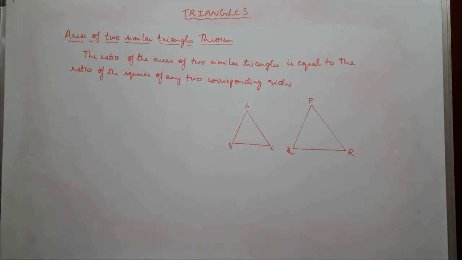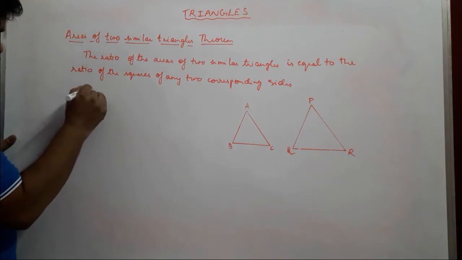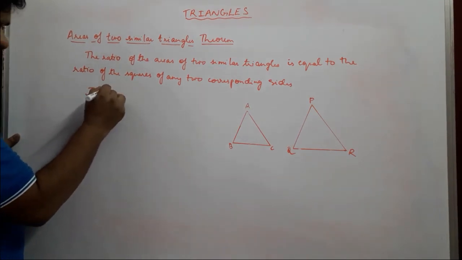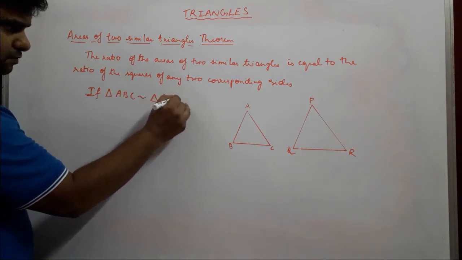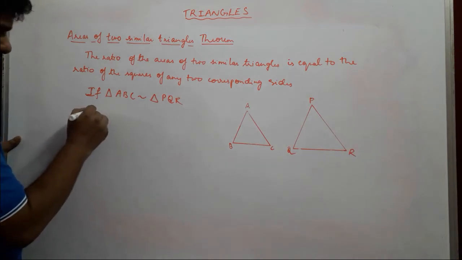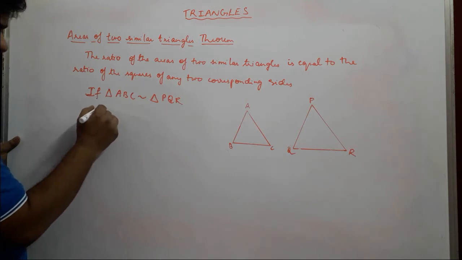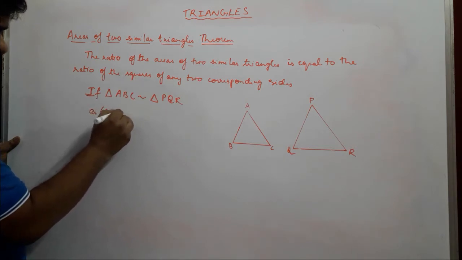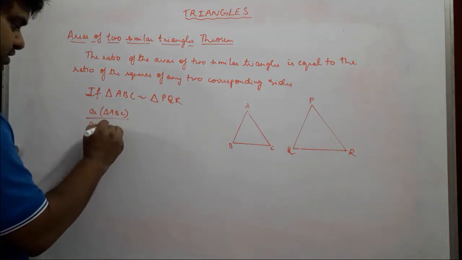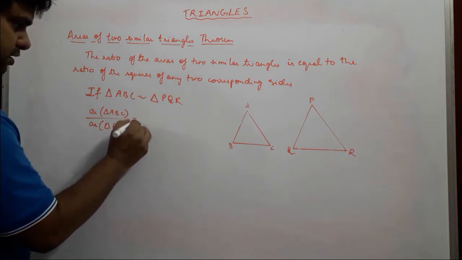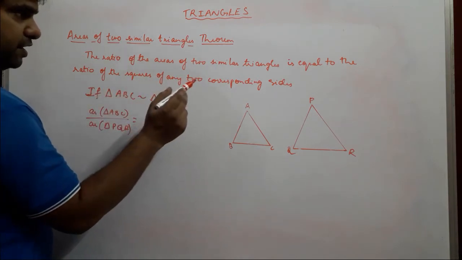So what it says is, if we have these two triangles ABC and PQR, and if triangle ABC is similar to triangle PQR, then in that case the ratio of the areas of the two similar triangles, that is area of triangle ABC upon area of triangle PQR, will be equal to the ratio of the squares of any two corresponding sides.